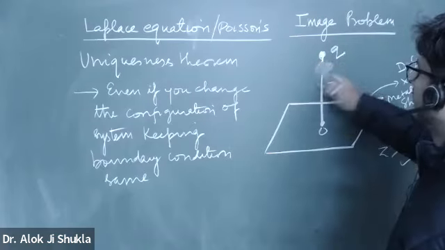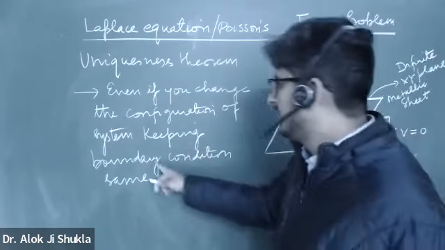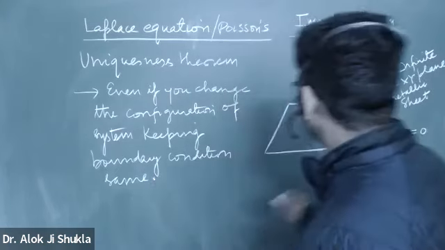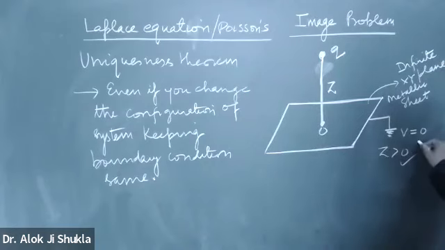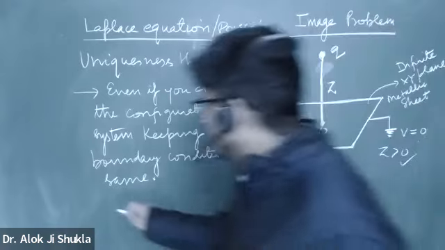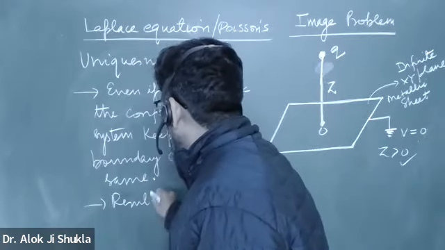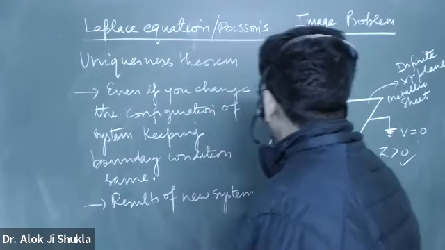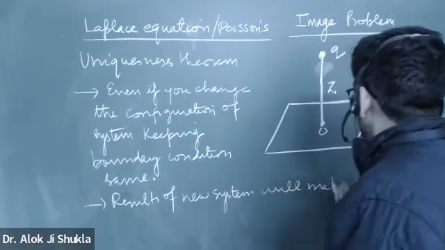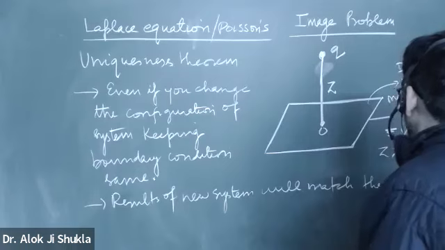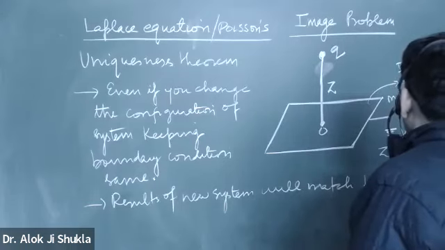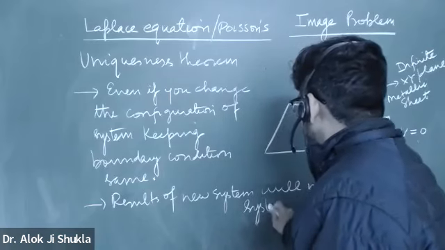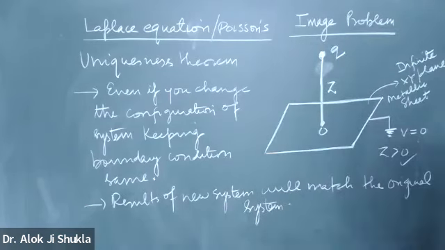So what I can do is I can put some charges keeping the boundary condition the same. The boundary condition is that this xy plane is at zero potential. This whole xy plane should be in a zero potential state. That should not change. So in such a case, the results of the new system will match the original system. This is the uniqueness theorem. With its help, we will solve the image problem.